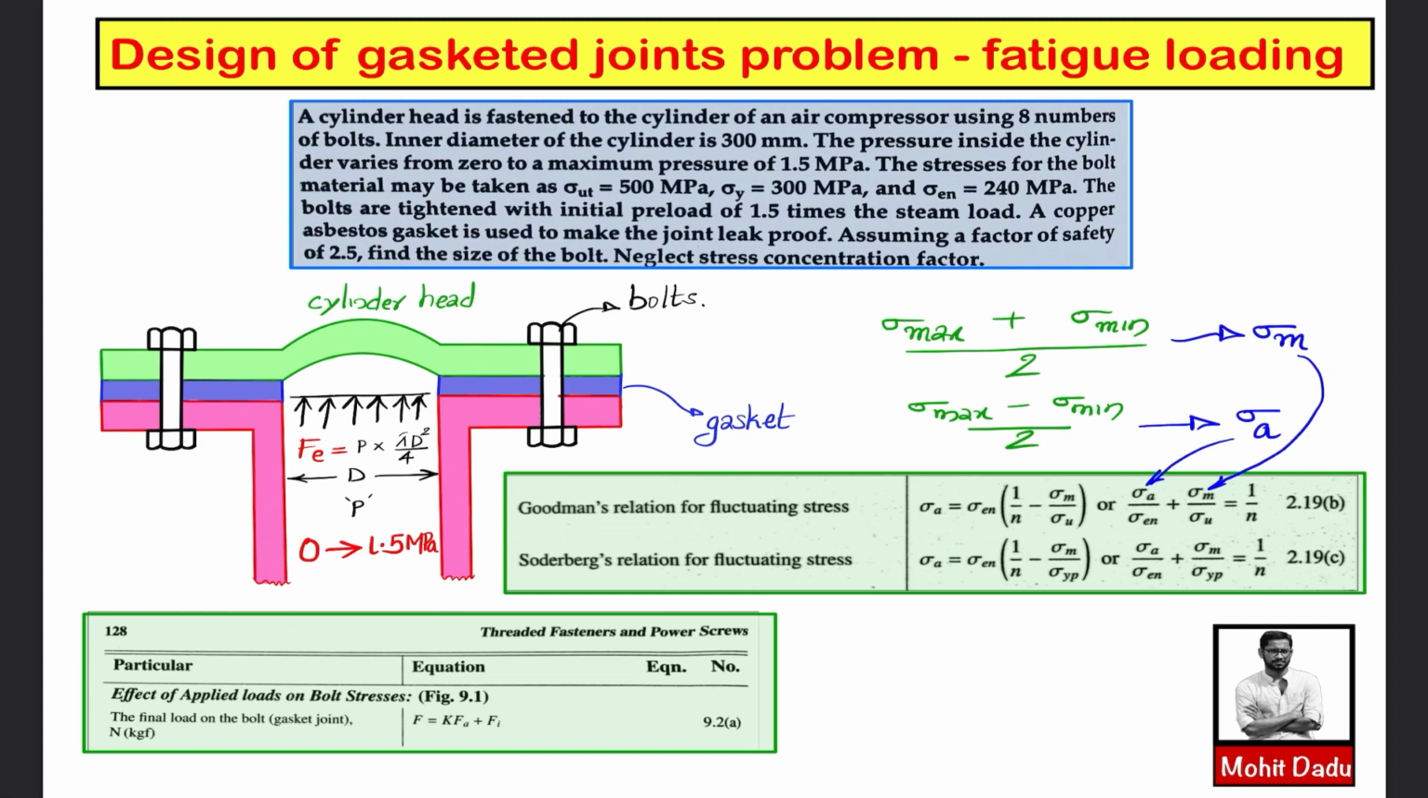So what is sigma max? Sigma max is the maximum stress induced in the bolt, and sigma max occurs when the force acting on it is maximum. So sigma max happens when F is maximum, and sigma minimum happens when F is minimum. So how will you take this F? You know that F has to be substituted using this expression, where F equals K into Fa plus Fi, where Fa is due to the pressure, and Fi is the tightening load.